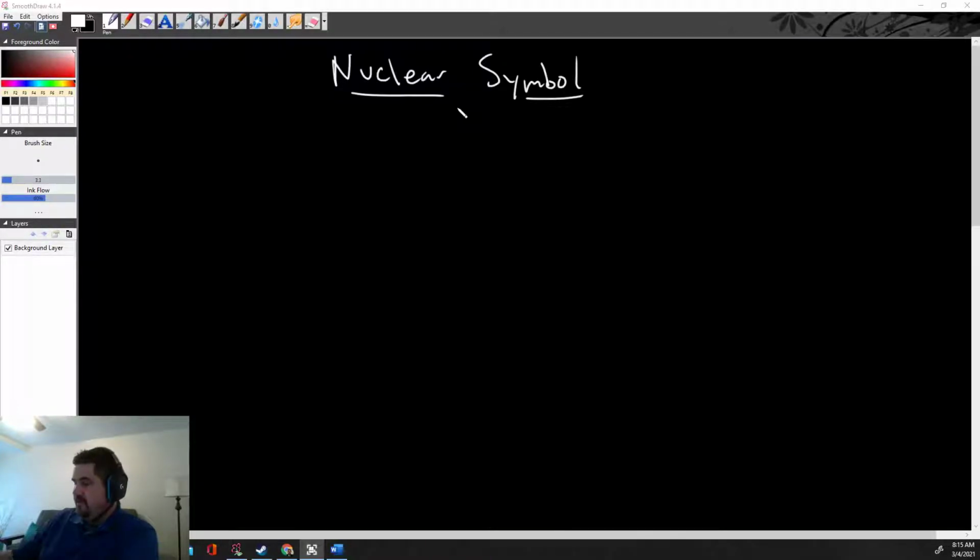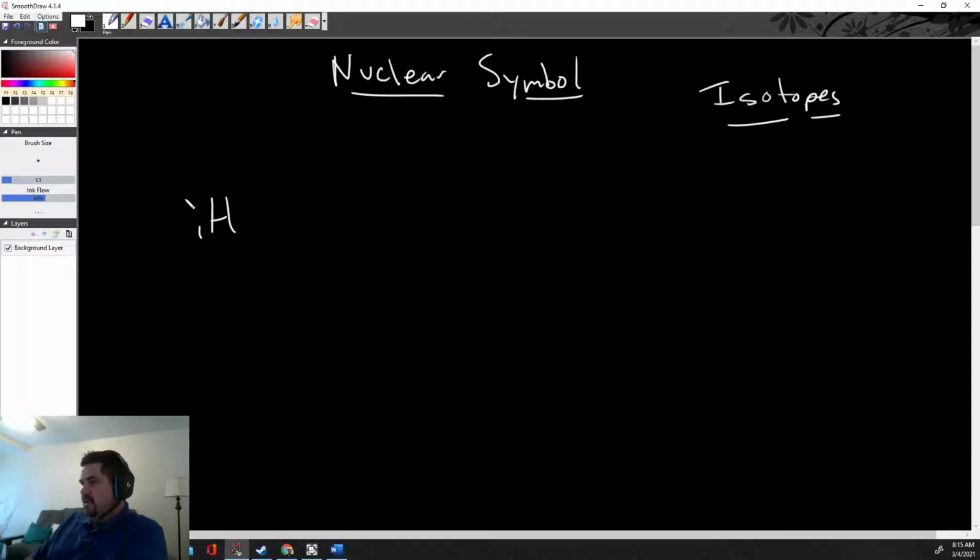Okay, today we're going to be learning about something called isotopes. To do that, we're going to use a nuclear symbol. First off, something you just need to know is that, for example, let's look at hydrogen. It's the very first one. Its atomic number is 1, and it could have an isotope of 2. So let's just talk about that.